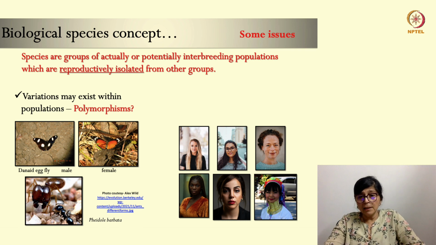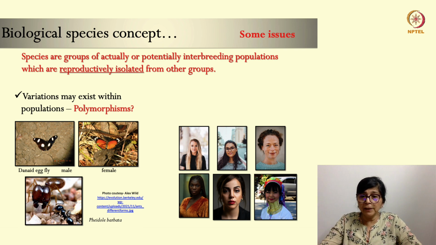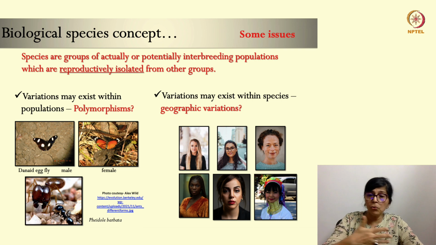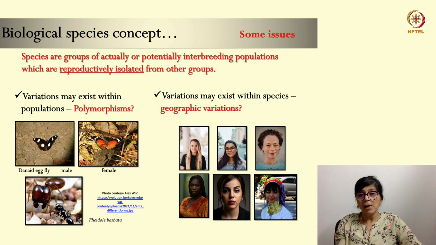Here you can see humans, female humans, we have some pictures here. They look very different. It's very easy to confuse them, but variation may exist within species also, due to geographic variation. They are coming from a cold climate or a hot climate, with different physiology, different anatomy, and also different morphology appearing in these organisms. Right?